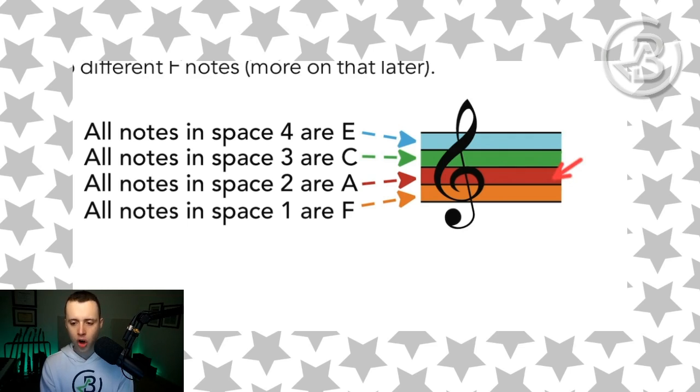always, always, always, we're going to call those notes A. Anytime a note head is in space 3, always, always, always, we're going to call that note C. And anytime a note is in space 4, always, always, always, we're going to call that note an E. I will see you in the next lesson.